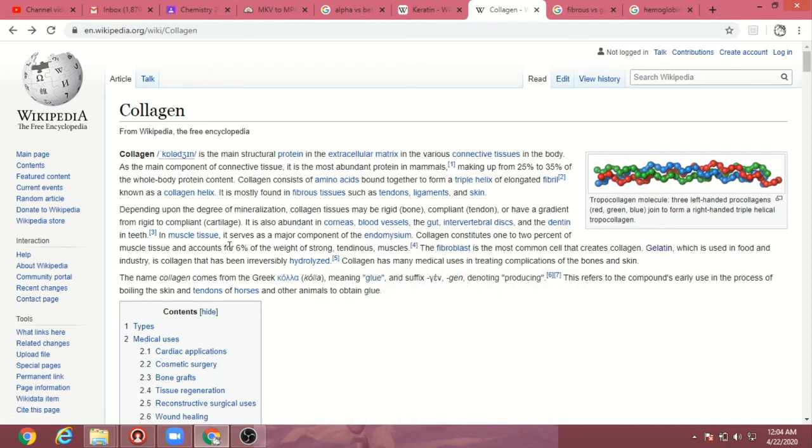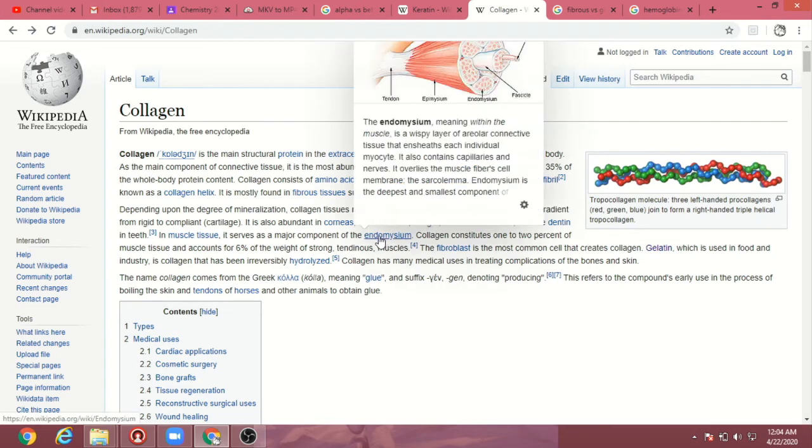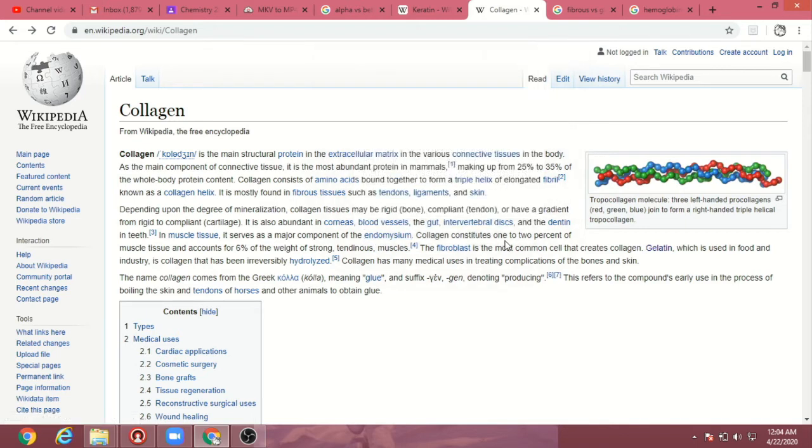It's even found in muscle tissue, in the endomysium. So if you look at a muscle tissue or a muscle fiber, there's going to be an endomysium with bundles there, and you'll see collagen there. 1 to 2% at least. Collagen constitutes 1 to 2% of muscle tissue and accounts for 6% of the weight of strong tendinous muscles. Isn't that crazy? So collagen is another good one, big one for structure.